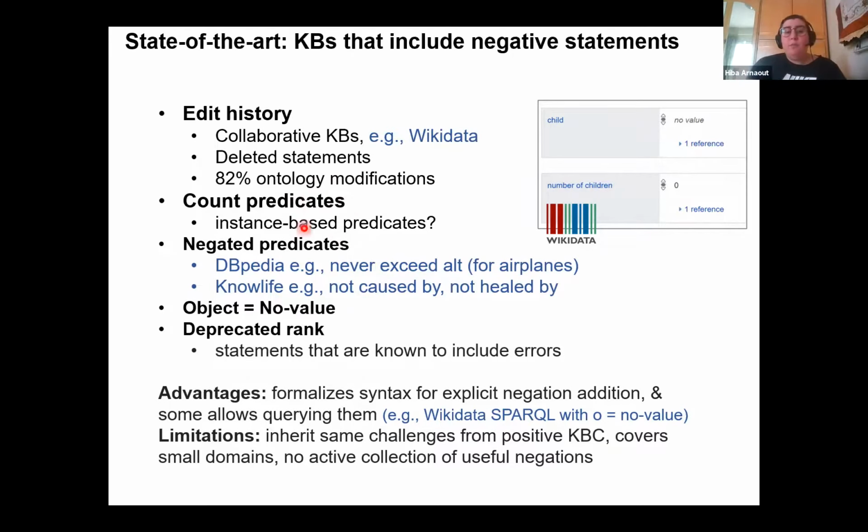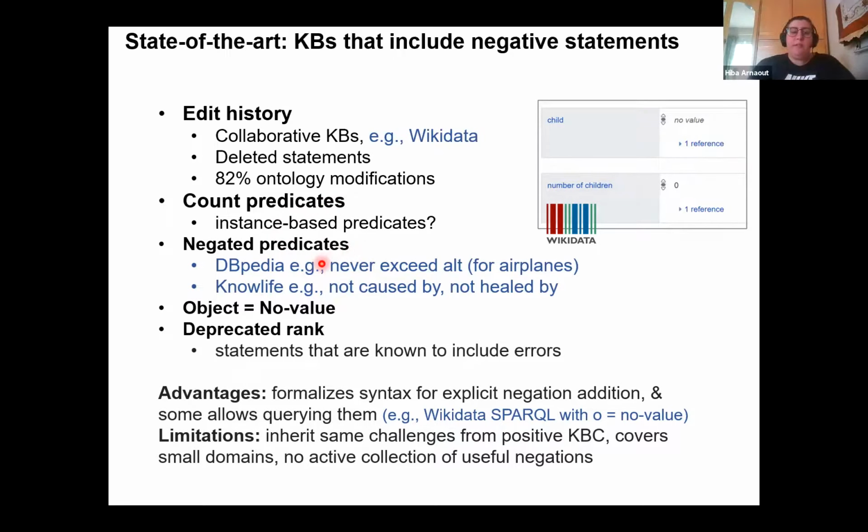One other way of presenting negation, and this is related to Shrestha's part, is the count predicates. So in Wikidata, number of children can express negation if the number of children is 0. However, the problem with this is that it's not very general. It's a handful of predicates that include numbers, but we don't have, for example, number of spouses, etc.